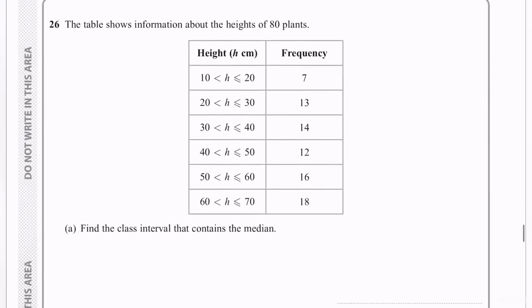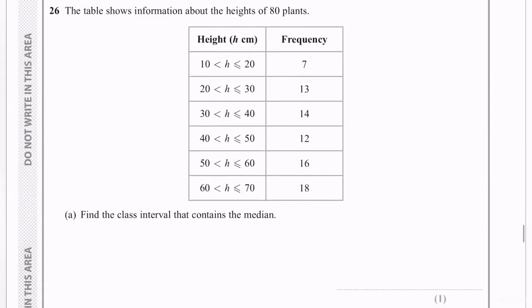The next question is the height of 80 plants, and we've got it given in this grouped frequency table. So find the class interval that contains the median. So we're having a look which one of these groups here is the middle one going to lie in. So if it's 80 plants, we'll do 80 plus 1 and halve it to find out what the middle number is, and that's going to be 40.5. So we're going to just go down the list and find out where this 40.5th plant is.